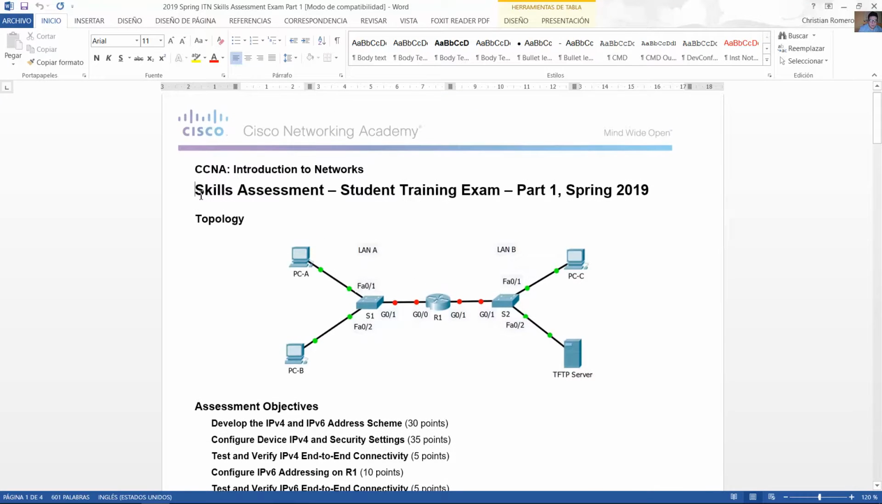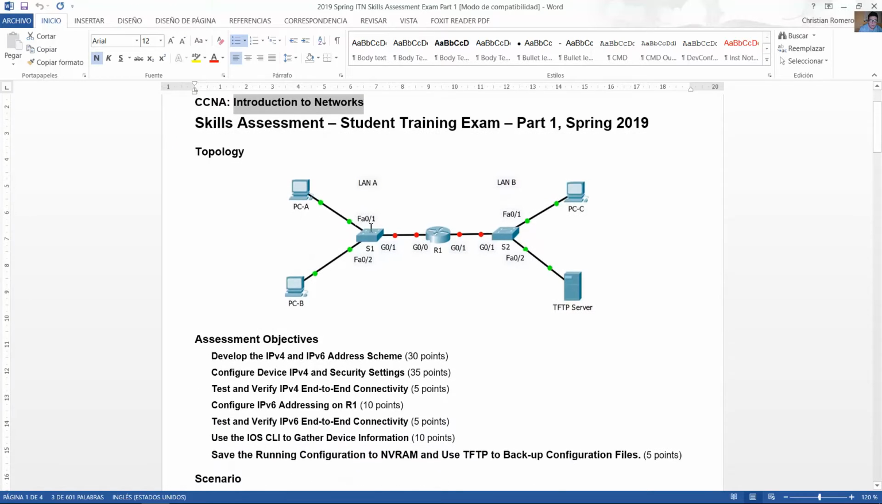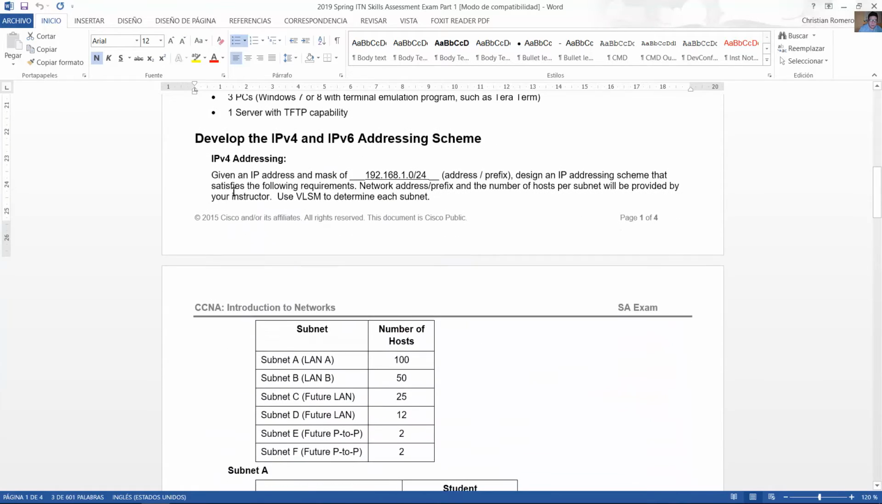Okay, skills assessment, introduction to network subnetting. There is one router with two directly connected networks, LAN A and LAN B, giving the IP address and mask of 192.168.10.24 address prefix. Design an IP addressing scheme that satisfies the following requirements.